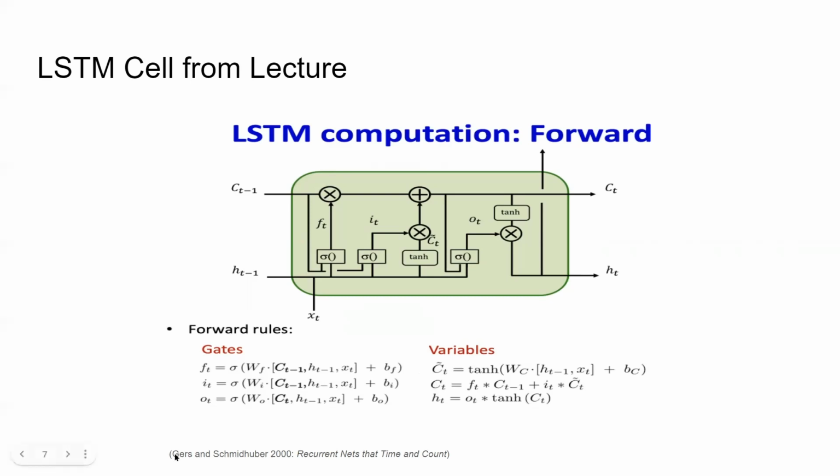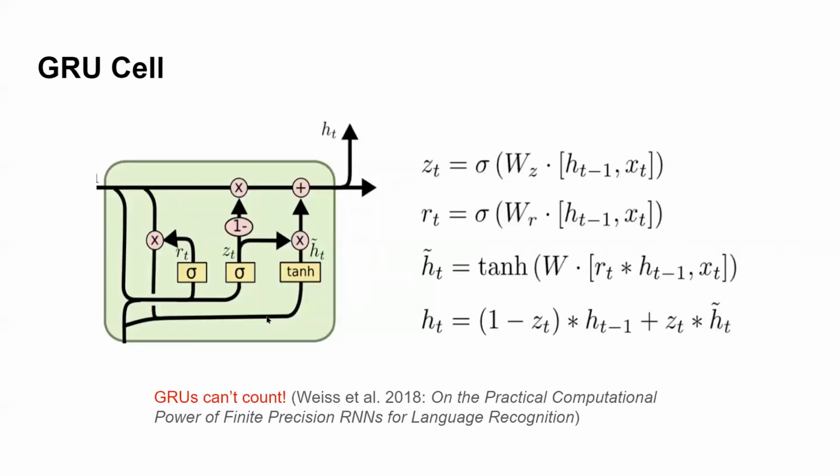You can refer to this paper at the bottom of the slide to see how LSTMs perform counting. And you can also refer to this paper to see how GRUs cannot perform unbounded counting.